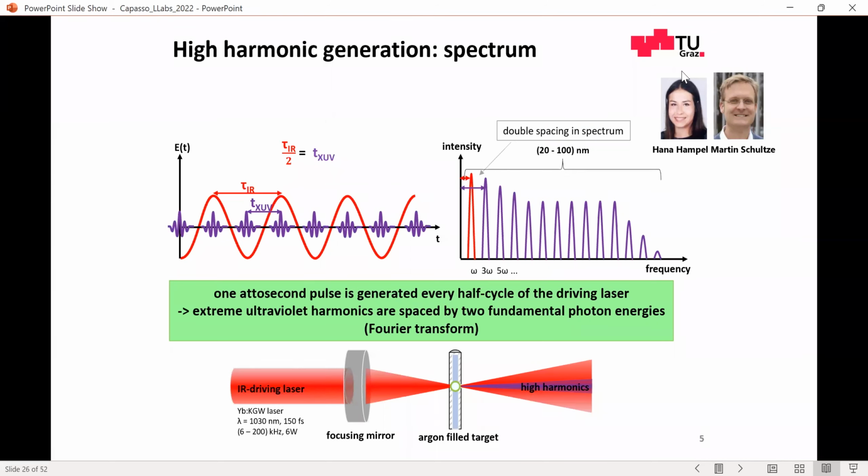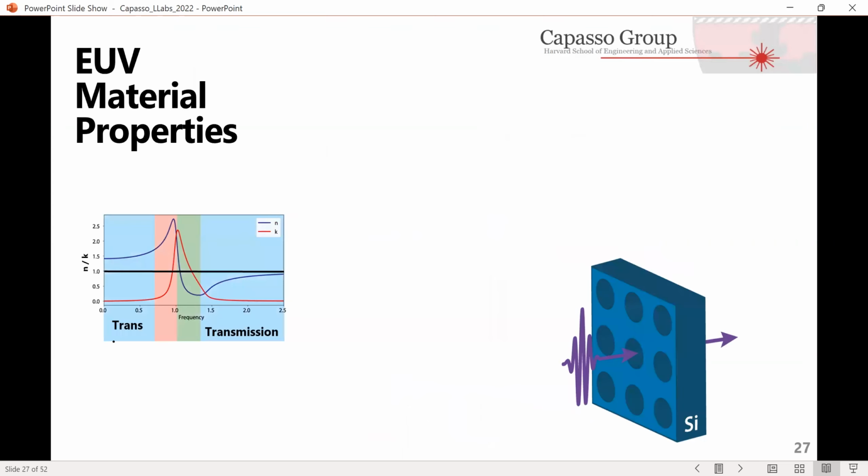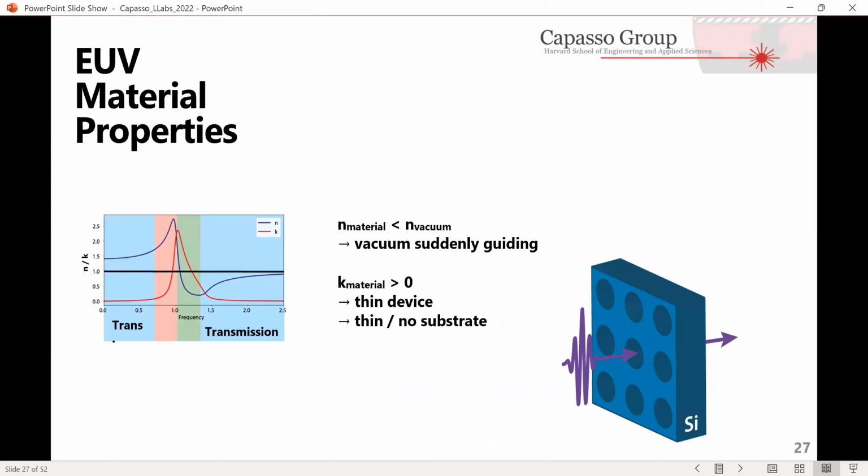This work is done in collaboration with a group of Martin Schultz at University of Graz, but they are experts in these measurements. Now, the design is quite challenging and very interesting. We actually picked a wavelength of 50 nanometer, such that in this region here, the material, silicon, has a lower refractive index than actual vacuum. It's less than unity. So the vacuum is actually guiding. So this provides a very interesting, you can make a very thin device with actually no substrate.